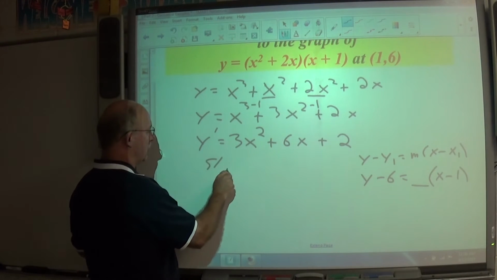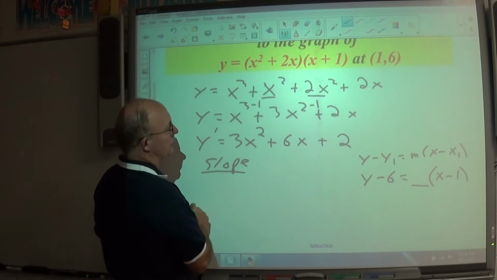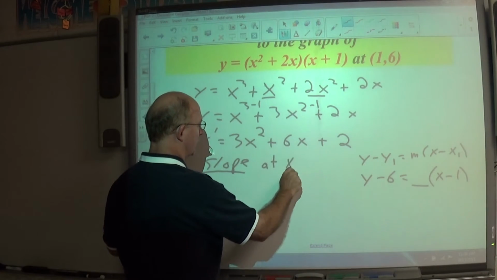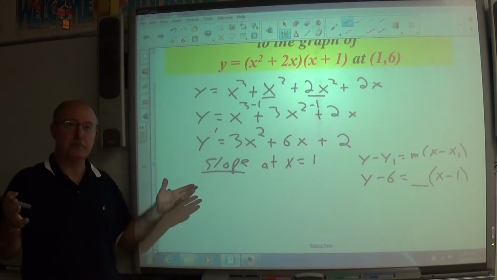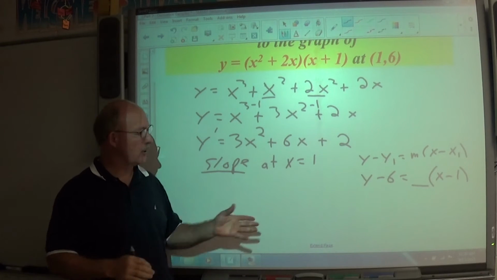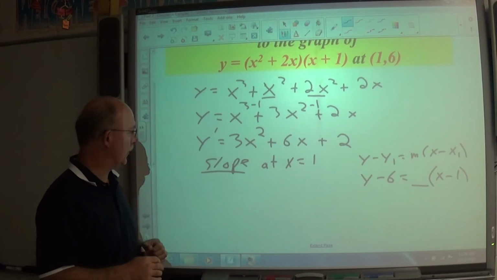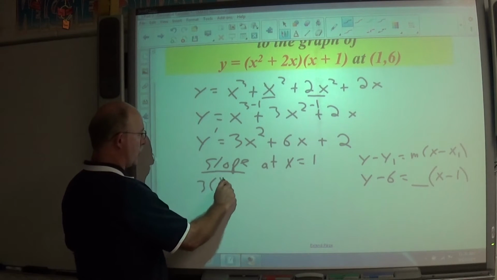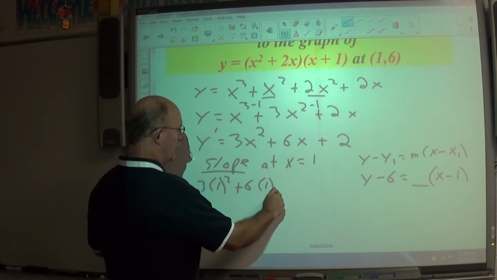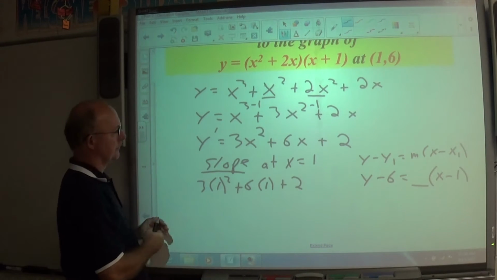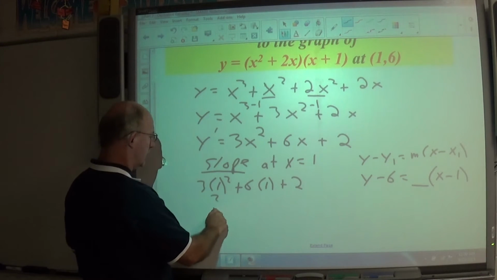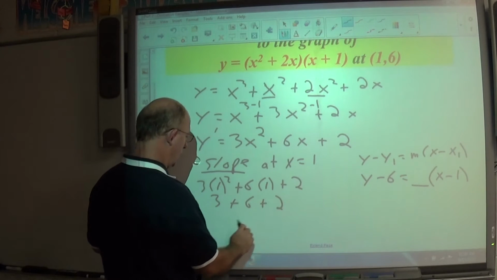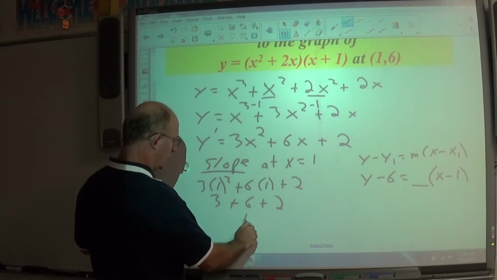So we calculated our slope now. Now, this will be the slope at x equals 1. So all we have to do now is plug in the 1. That'll give us our slope, and we'll have our equation written in point-slope form. So substituting 1 in will give us 3 times 1 squared plus 6 times 1 plus 2. And what is that? 3 plus 6 plus 2 gives us 9, 10, 11. So we have a slope of 11.